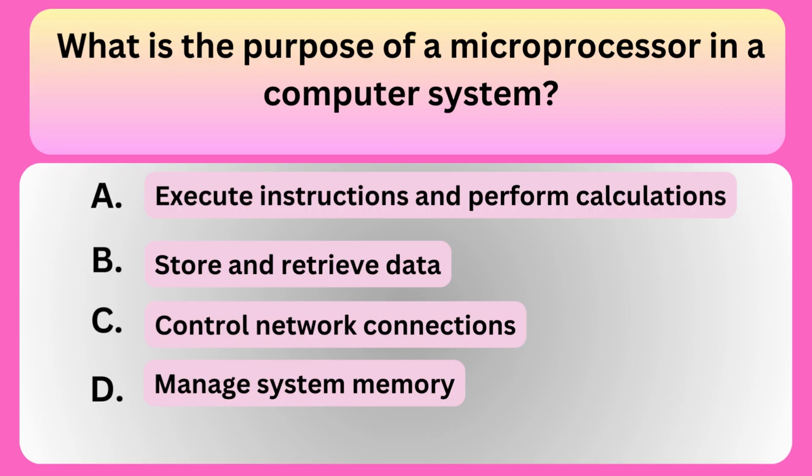What is the purpose of a microprocessor in a computer system? Execute instructions and perform calculations, store and retrieve data, control network connections, manage system memory. And the right answer is execute instructions and perform calculations.